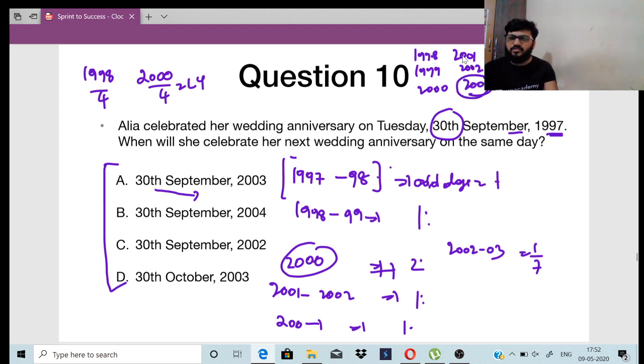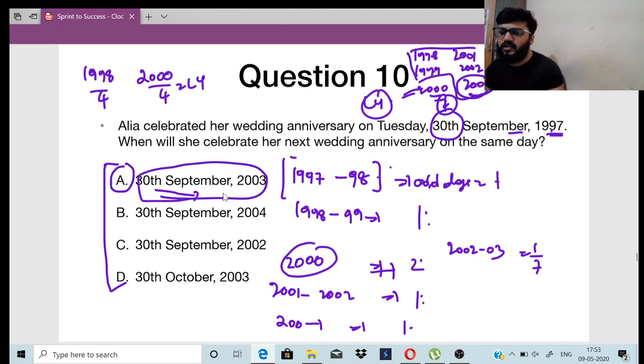So she will be getting 5 odd days from these 5 years, right? 1997 was her previous year. So 5 odd days here and 2 odd days here, because this is a leap year, right? So 2 odd days. 5 plus 2 is 7. Her next anniversary will be on 30th of September 2003, right?